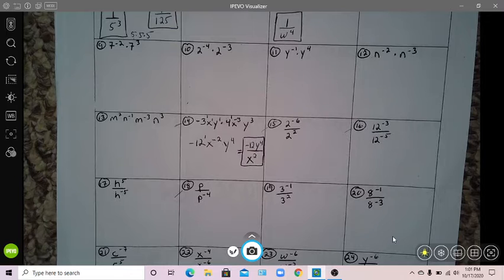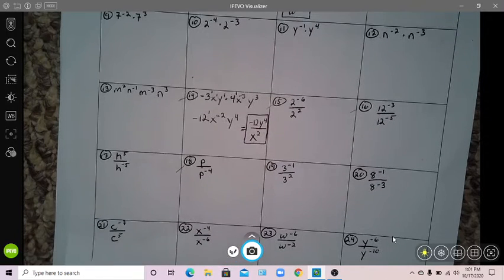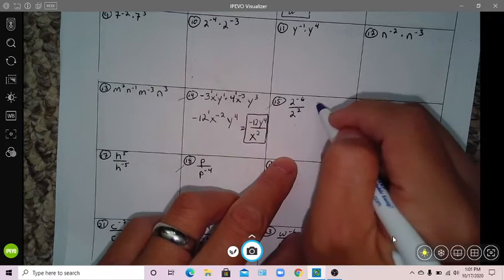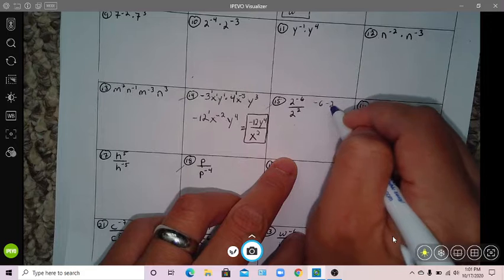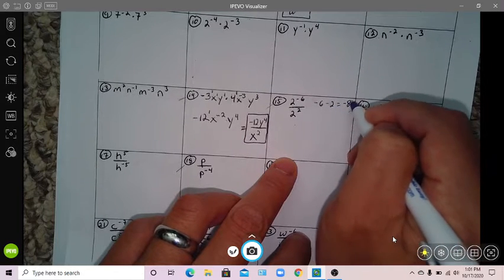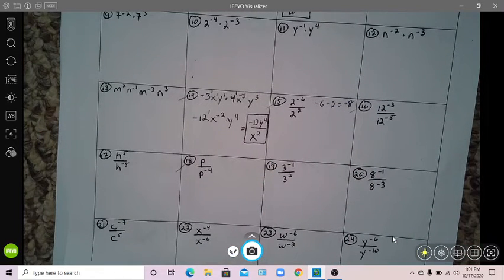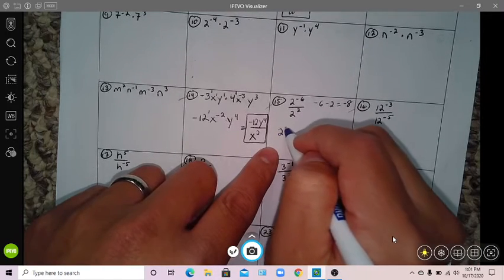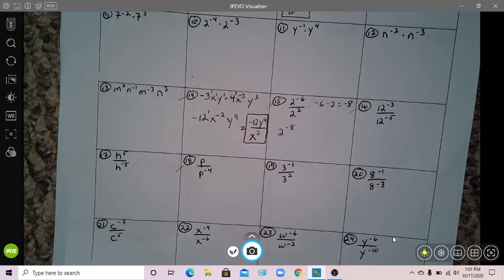Alright, let's take a look at 15. The bases are the same, and we're dividing, so we're going to subtract the exponents. Negative 6 minus 2 is negative 8. The base stays the same, 2 to the negative 8 power.